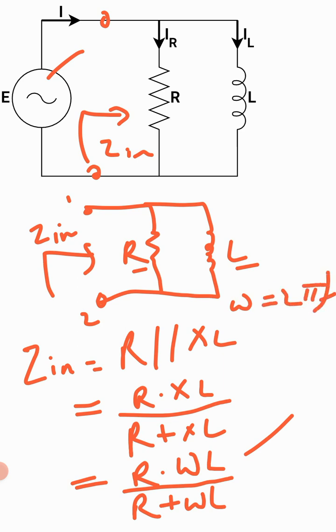F is the frequency. So that is how you can analyze the circuit for input impedance, for various voltages, and to calculate various currents. Okay, and that is how you will analyze the circuit.